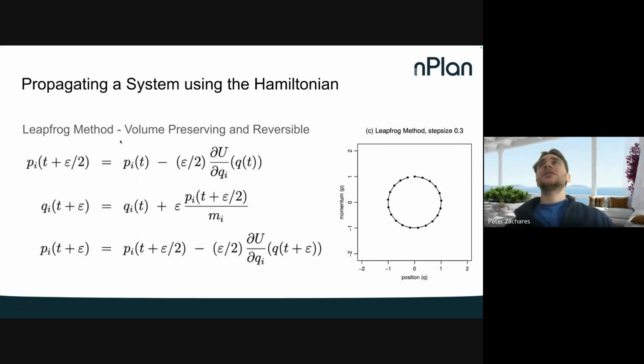And lastly, there's this thing called the leapfrog method, which is a 3-step process, or maybe you can say you have to perform 3 calculations. And this method is volume preserving and reversible. I'm not going to go into why, but it's in the paper. The reason why I'm saying this is I'm trying to give you all of the tools if you wanted to do Hamiltonian.